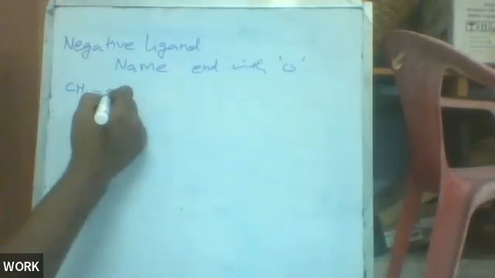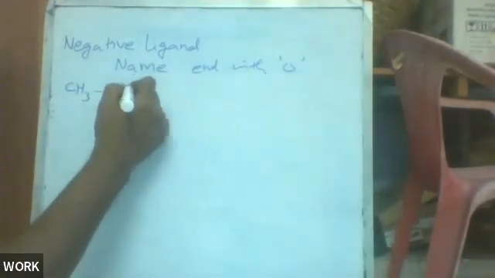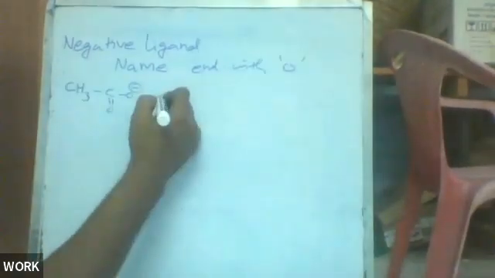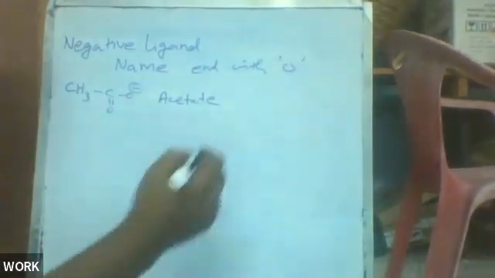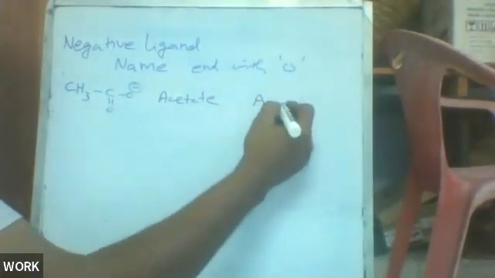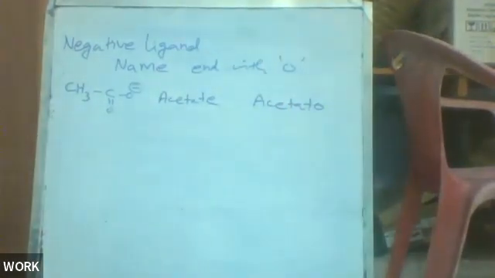CH3COO minus. This is known as acetate. When it comes to the ligand, it is acetato. Could you understand? When you are writing, it becomes acetato.